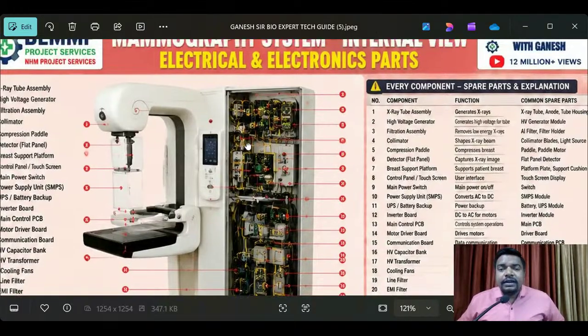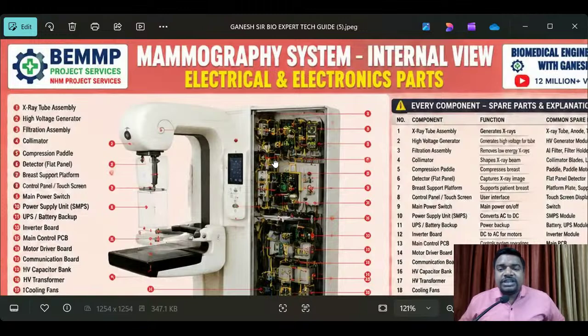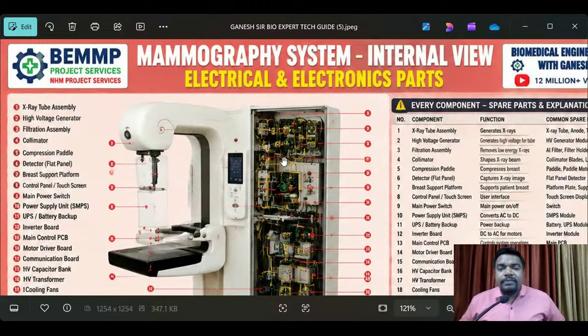Now this topic is the mammography system internal view, electrical and electronic parts. And why am I interested in giving you this information? Because this information is not easy to get. Even if you are working as a biomedical engineer, many engineers may not have that much daring or power to open the equipment. They are not ready, because they think if I touch the equipment I will get a shock, or if I open the equipment there will be some problem.